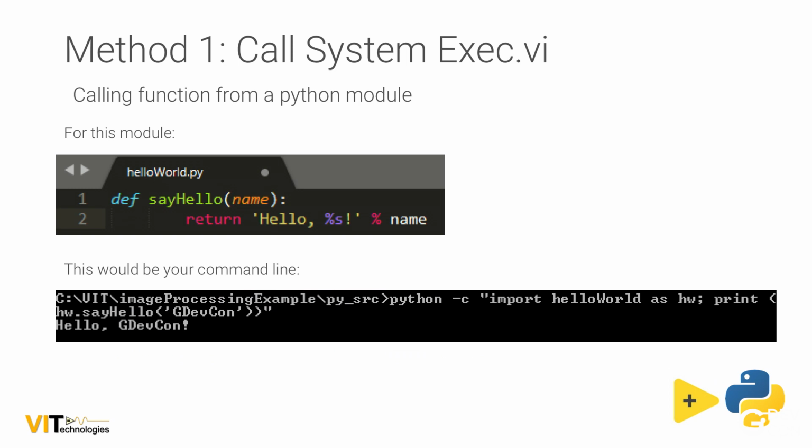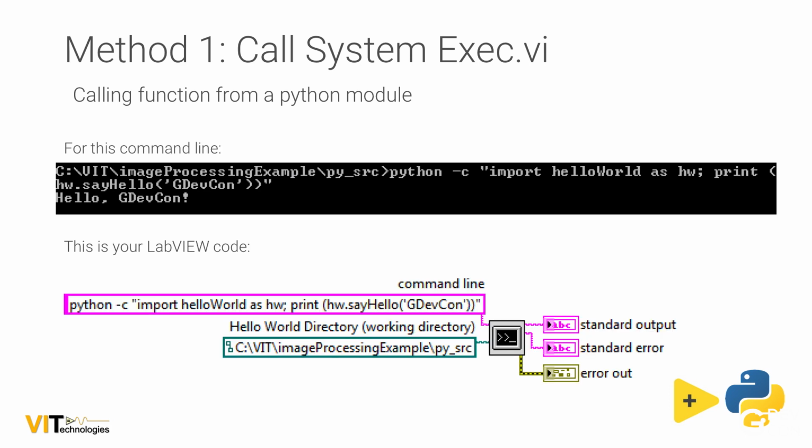For a module, you can also call functions that are defined within modules on the command line. So if you have a function defined, say hello, that takes an input name and returns hello name, then you just say python, you tell it -c, which says that you're going to run a command, and then you say import helloworld as HW, so you're giving it an alias, and then you just say print HW.hello(GDevCon), and it says hello GDevCon. Not that difficult. Same thing, just put it in the input for the command line, and it'll output hello GDevCon.